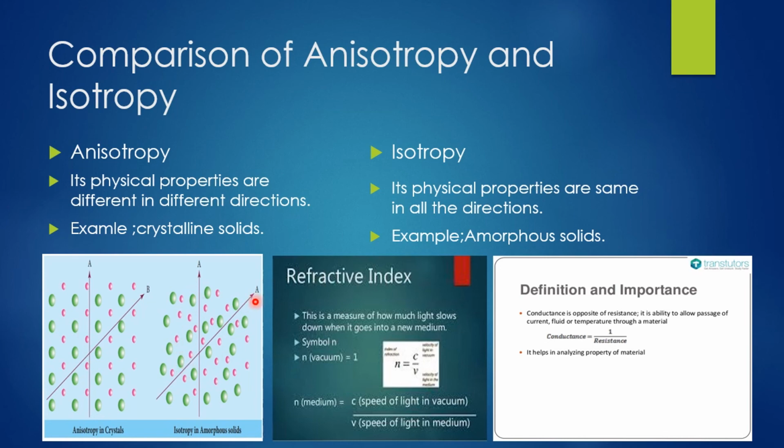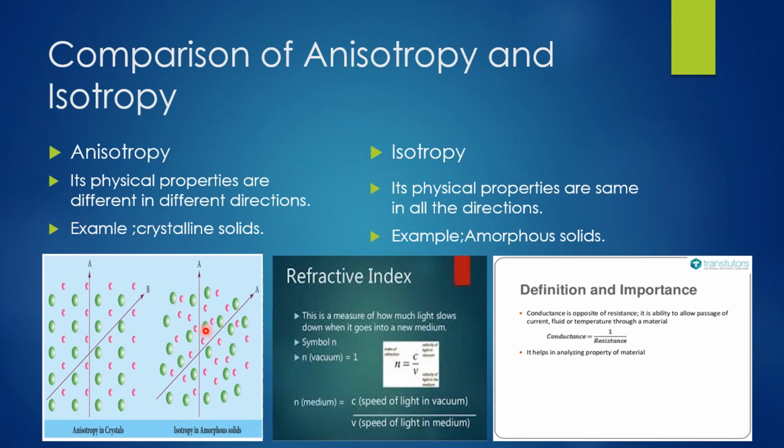So look at the example of this anisotropic crystalline solid, where you have green dots as well as pink dots. The green dot represents one kind of element and the pink dot represents another kind of constituent. When you measure along A, you find the same kind of element, hence you get one value. But when you measure along B, you find alternating different kinds of elements, hence its value is going to be entirely different from A. This applies to both refractive index as well as electrical conductance.